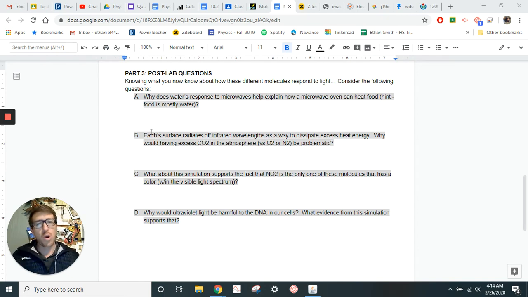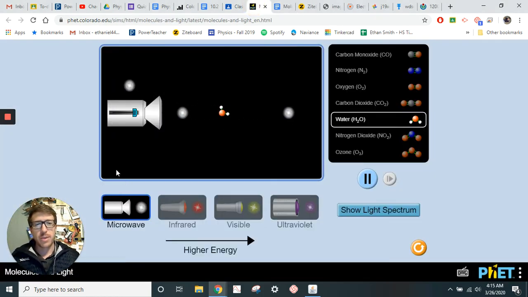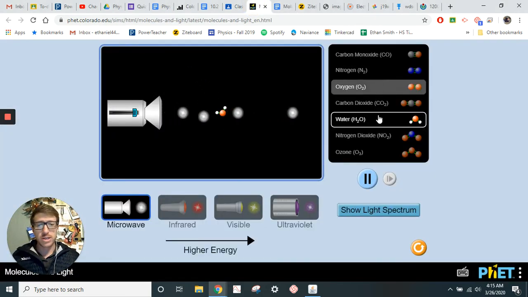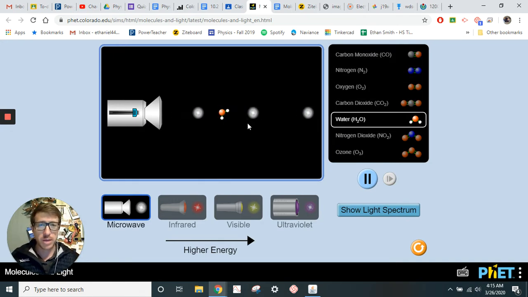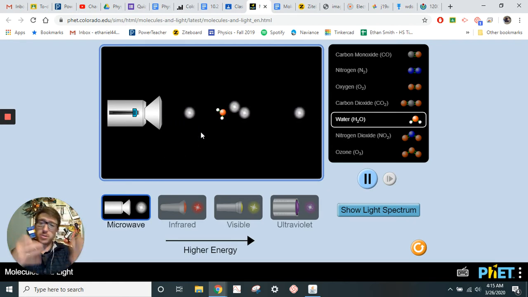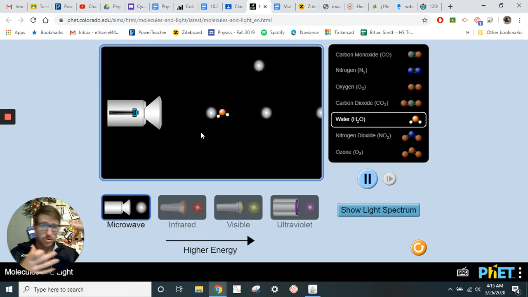So this first one: why does water's response to microwaves help explain how microwaves heat food? Well, if I turn on my microwaves and put on water there, and water is not the only molecule that reacts to microwaves in this way, you see it starts rotating, and then it starts re-emitting those microwaves. Picture something in a microwave that's full of water molecules, and all of a sudden all of those water molecules start spinning and rotating all at once. They've gained a lot more molecular heat energy, which is the movement of these molecules. So all of a sudden that food gets really, really hot, and that's how a microwave can heat food so quickly.